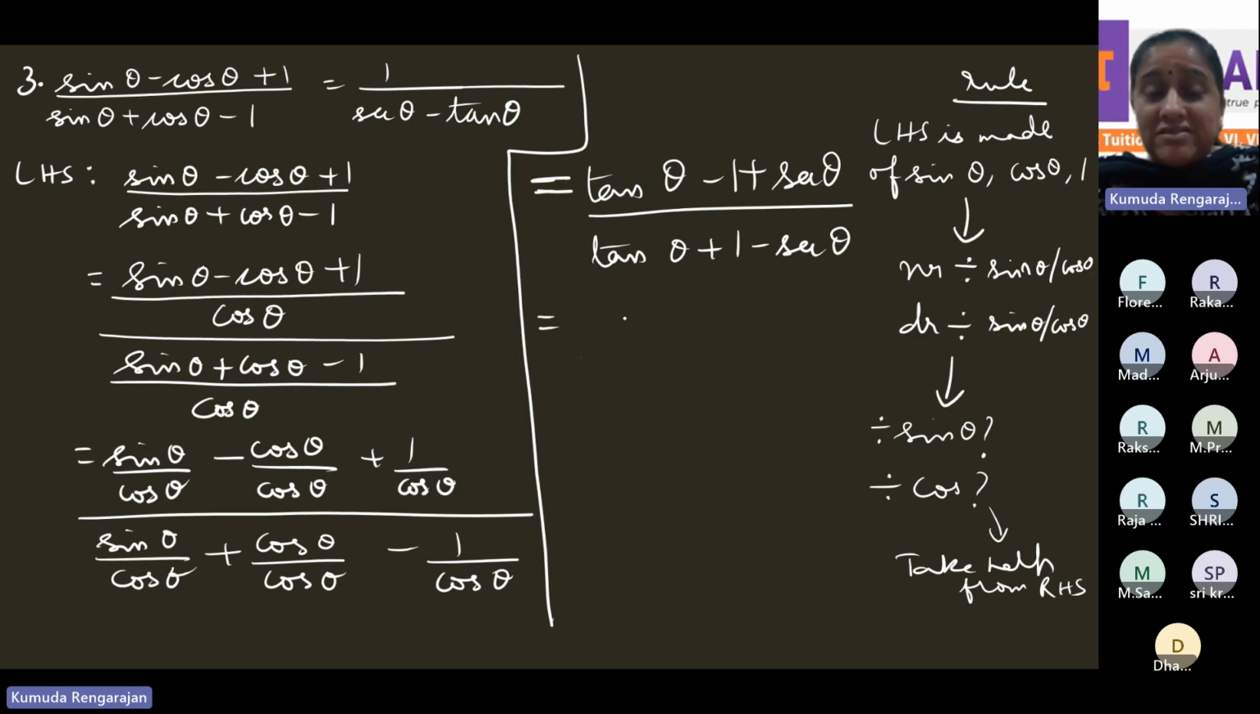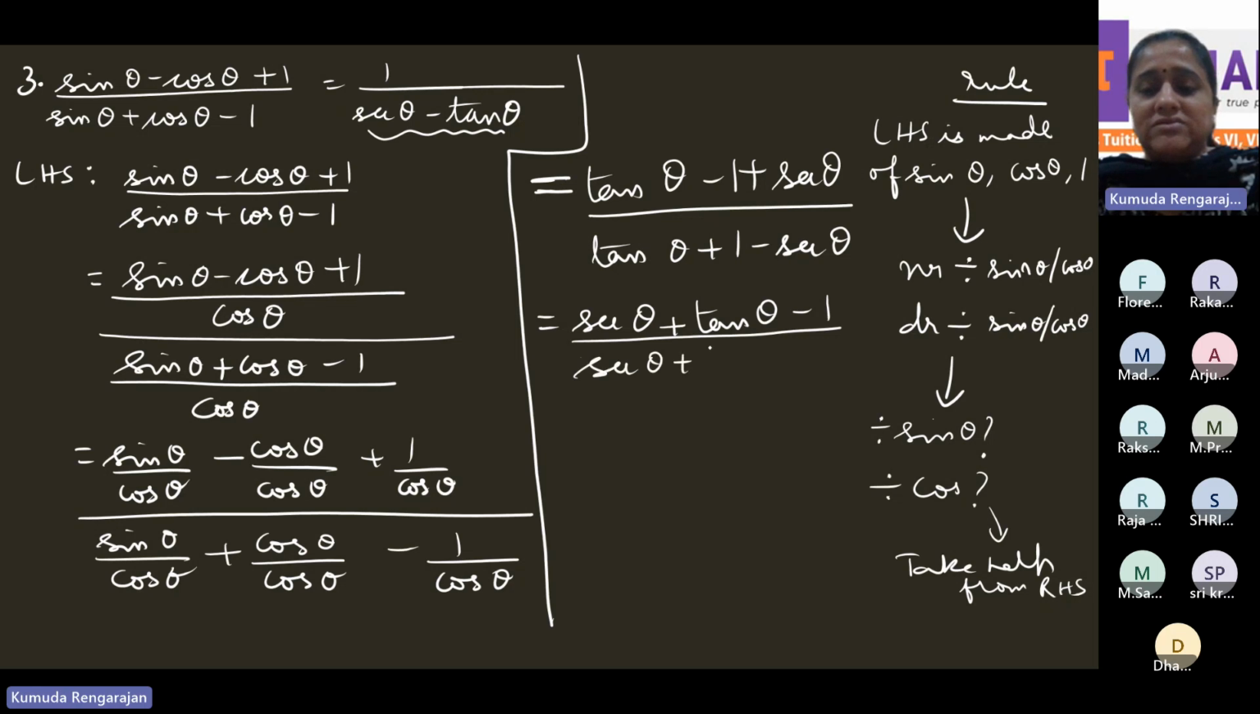Now next what? The next step is more important. Now here we have secant theta minus tan theta, right? So we'll also arrange it like this. The next step is arranging the terms: secant theta plus tan theta minus 1 by secant theta plus tan theta plus 1. How to arrange? Look at the RHS.